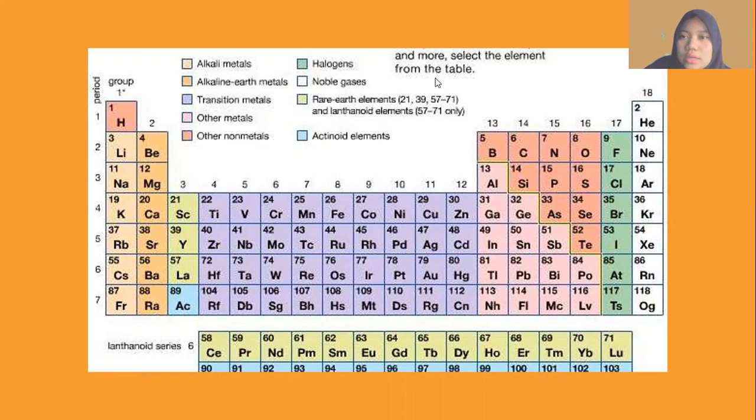For more understanding about the noble gases, let's watch the video about noble gases. Please pay attention to the video.